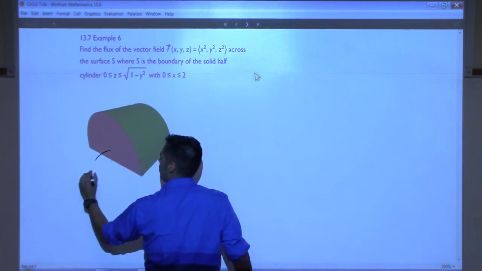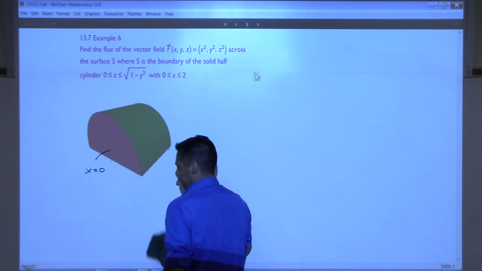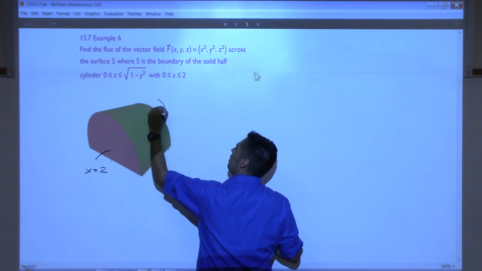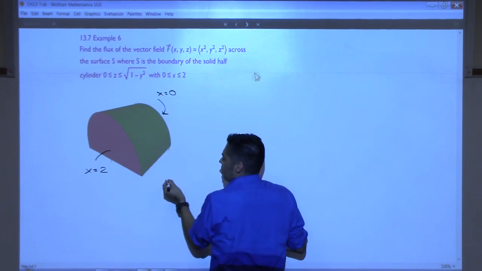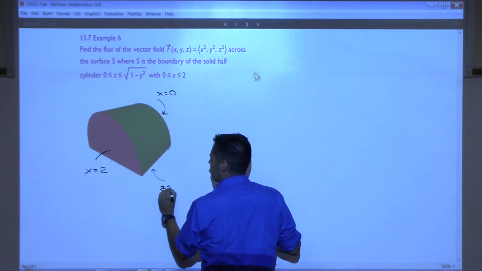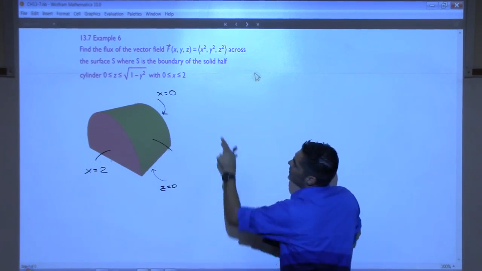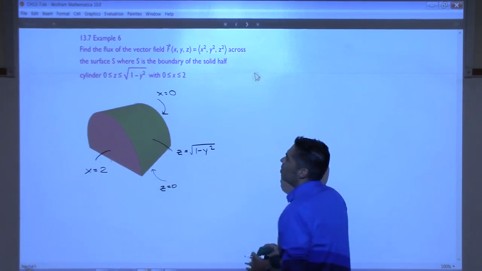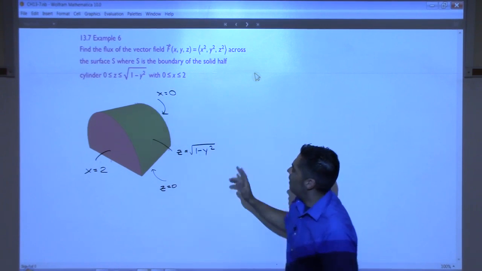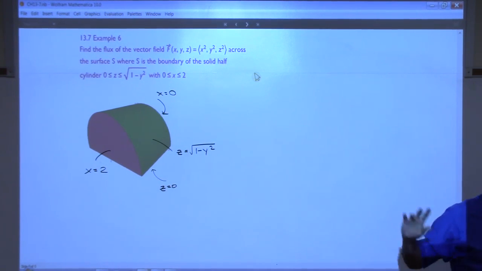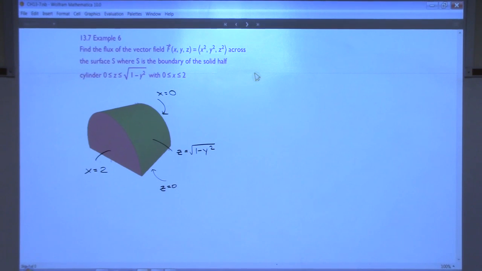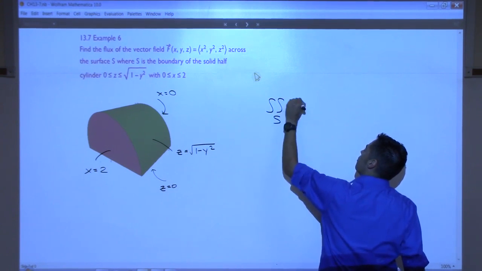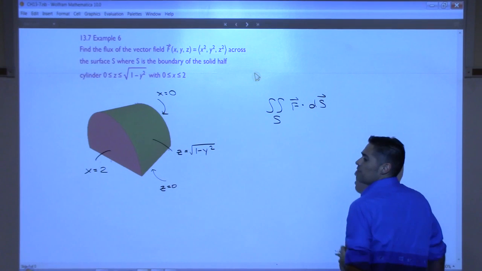This front surface was x is 2. That's not a 2. That's a 0. x is 2. This back side was x was 0. The bottom of this thing was z was 0. And then this came from z equals square root of 1 minus y squared, where y was between negative 1 and 1. So you can go back and look. We talked about this last time. All right, so I'm trying to find the flux. I want to know this, right? So am I allowed to use the divergence theorem?